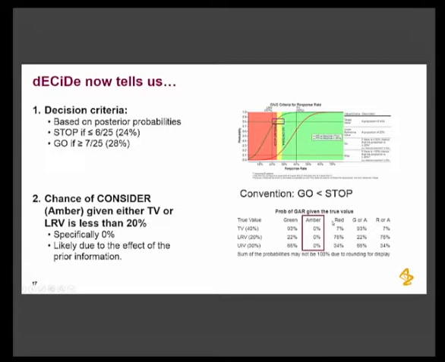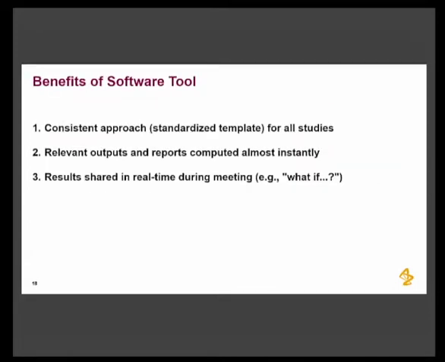In the chance of amber table here, we can see that amber has now gone from less than 20% to 0, mainly because you just can't get anything when you're counting things between 6 and 7. So the tool itself has been very helpful. It has provided a consistent approach throughout the company for all studies. So when you come to governance and you say, please give me money so I can run my program and get to the next phase, all programs in our company have to have this output.